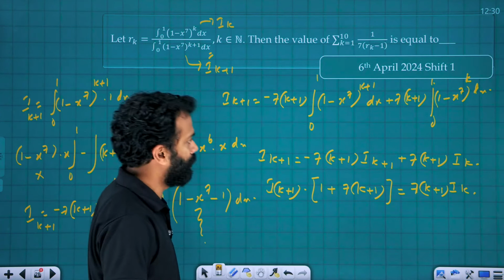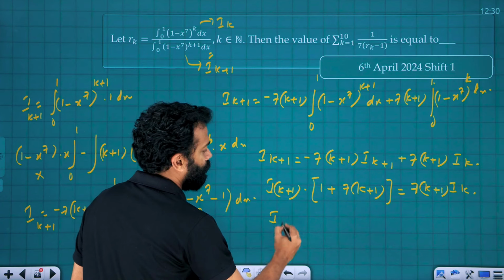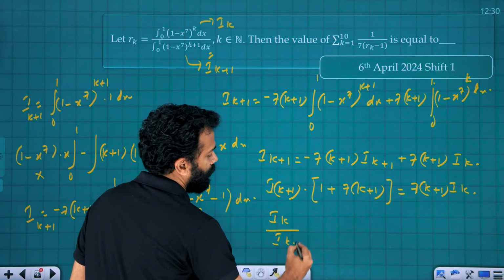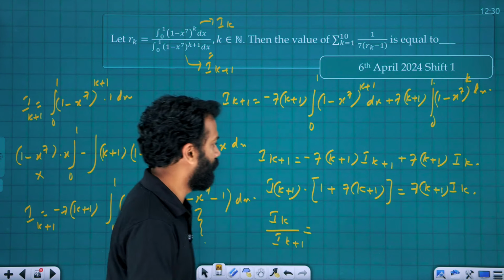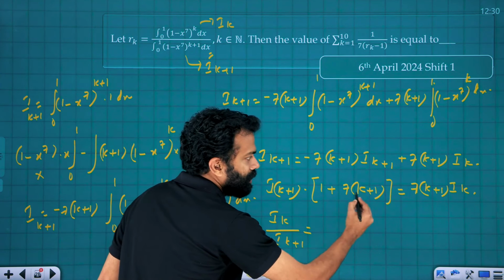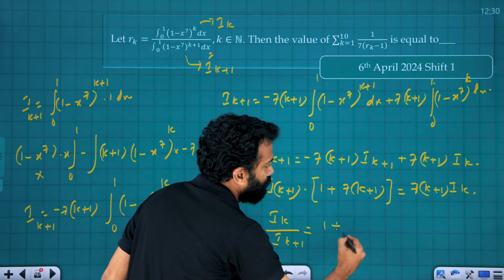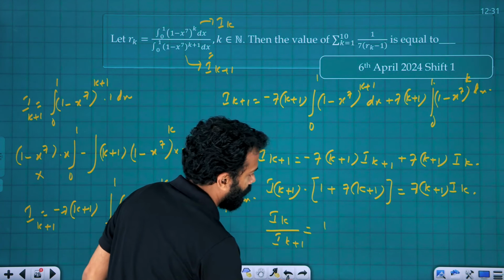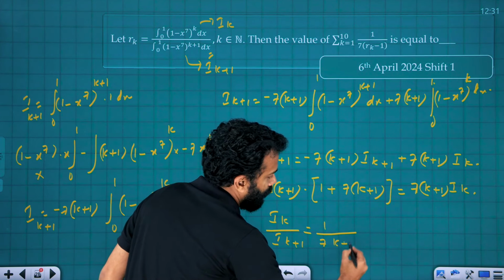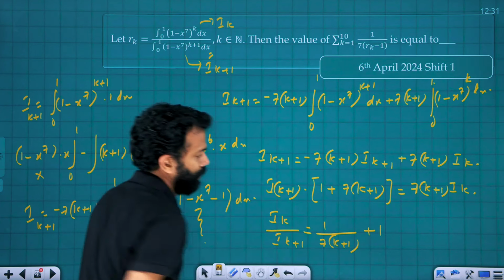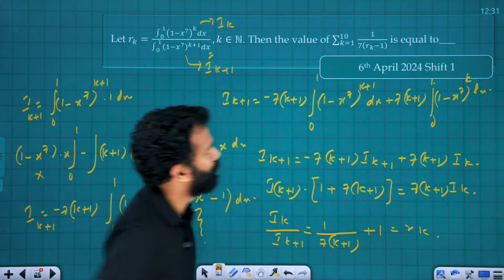So what you need to formulate here? I k divided by I k plus 1. Therefore, what will be I k divided by I k plus 1? You can take this over here and you will get (1 plus 7 into k plus 1) divided by 7 into k plus 1. That is 1 by 7 into k plus 1, plus 1. And that is equal to Rk.